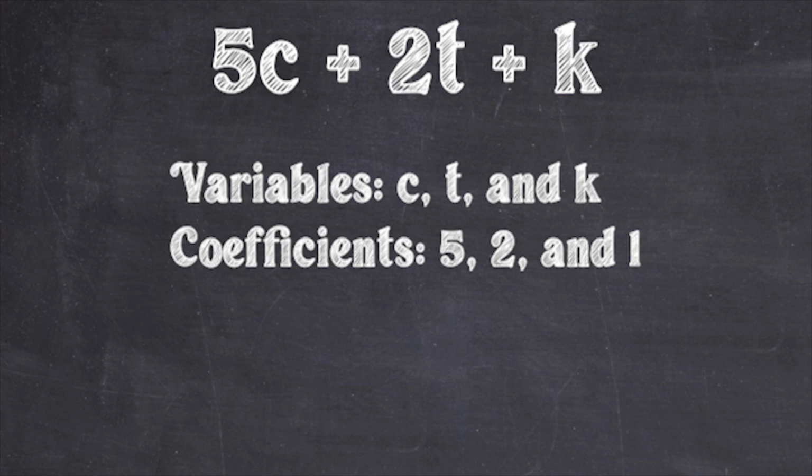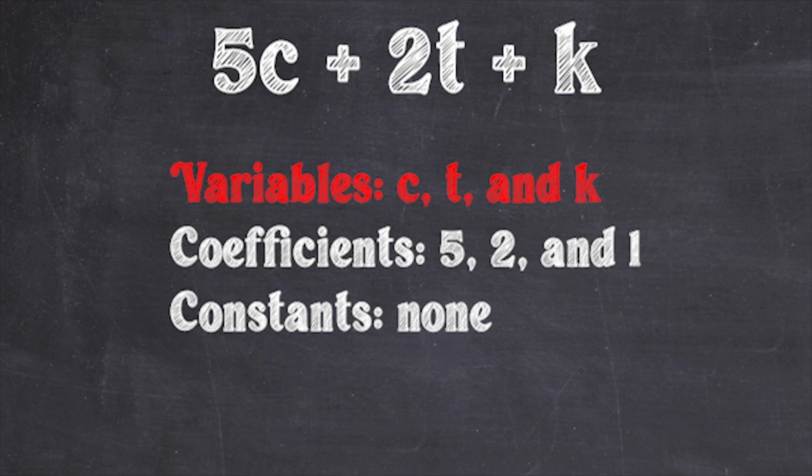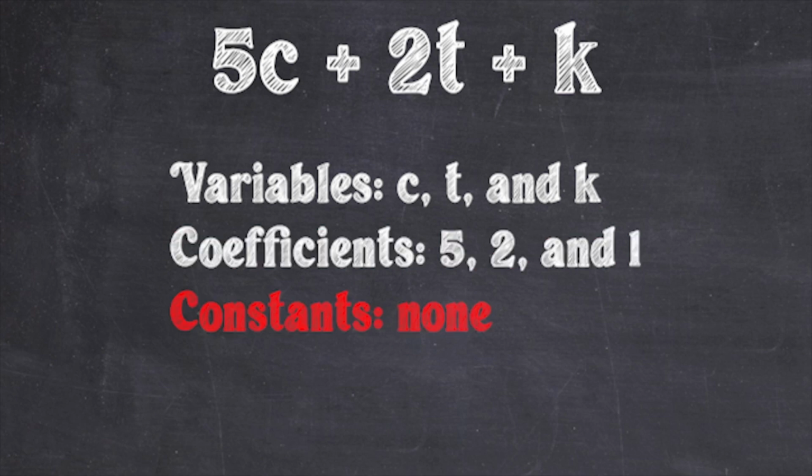There are no numbers appearing in the expression individually, meaning that there are no constants present. In summary, the parts of this algebraic expression are variable C, T, K, coefficient 5, 2, 1, constant, none. Let us move on to a third example.